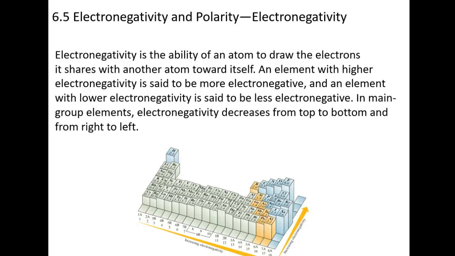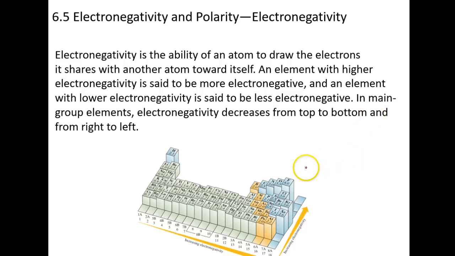Okay, 6.5 is about electronegativity and bond polarity. First let's talk about electronegativity, because you need to understand electronegativity to really know how to do bond polarity. Electronegativity is the ability of an atom to draw the electrons it shares with another atom towards itself. It's usually within a bond.